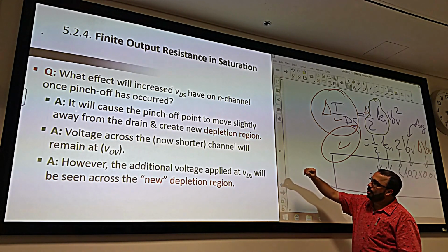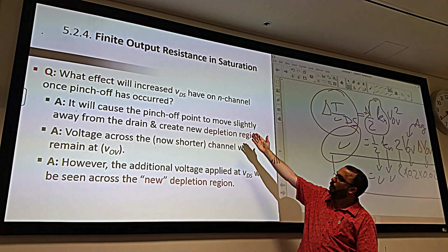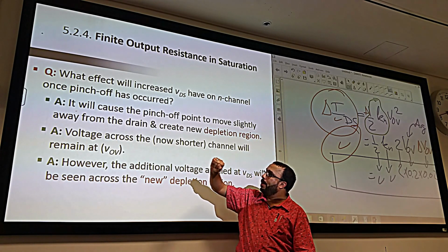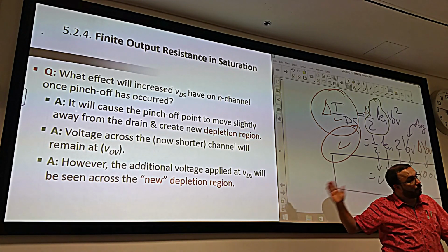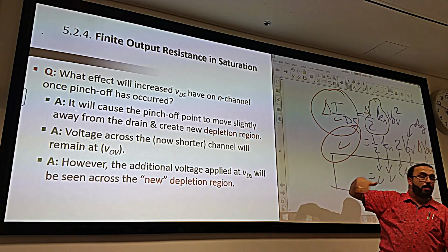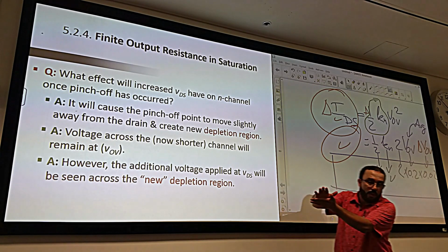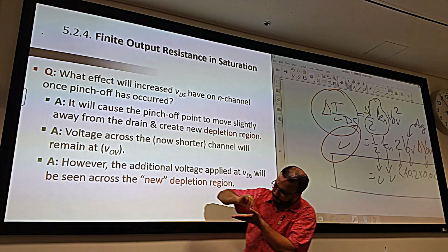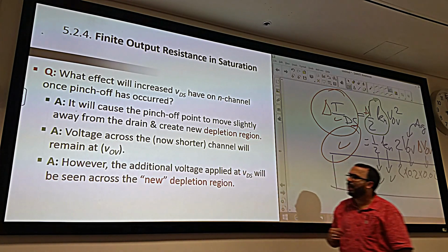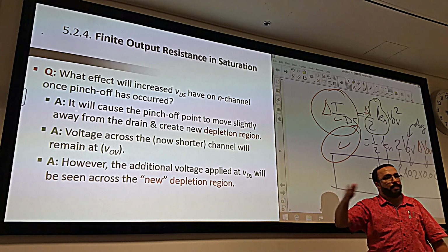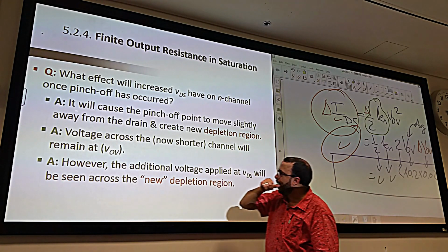Okay, so after the pinch off, what will happen? That's the question asked here. It says it will cause the pinch off point to move slightly away from the drain, and that's what we said as well. Why? Because the more you increase the drain voltage, the more the pinch off point moves towards the source, and that's why the tip of the channel will go towards the source. Okay, but it doesn't stop the current from flowing. It's just that the channel starts to disappear from the drain area.